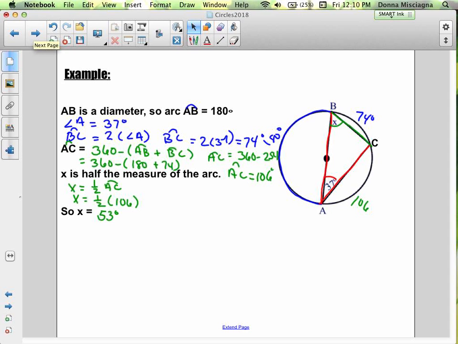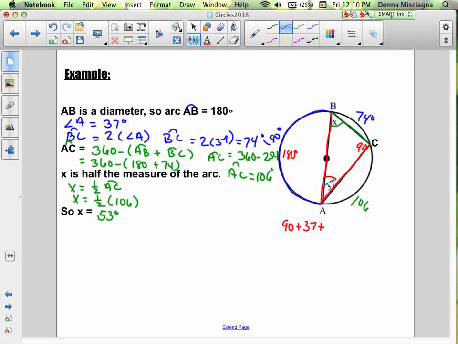The nice thing is, though, if you know, so for instance here, since this was a semicircle, this was 180 degrees, this was 90 degrees, and if we look, 90 plus 37 plus 53 does add up to 180. So if you know two angles in a triangle, you can also just find the third one using the triangle sum theorem.